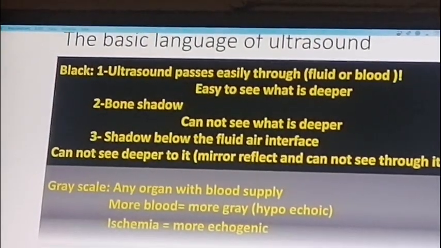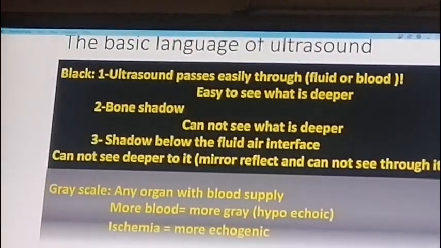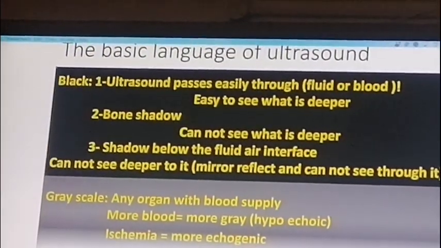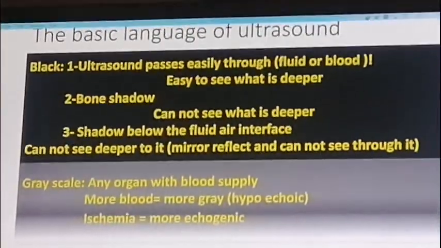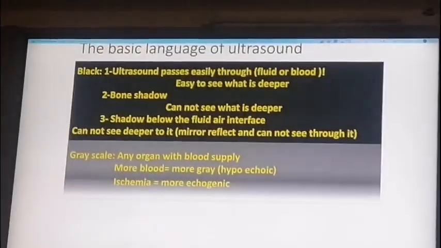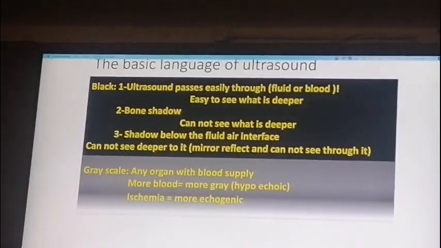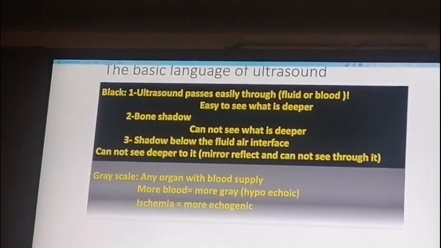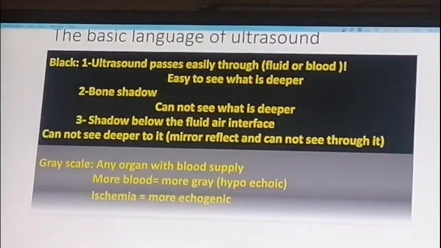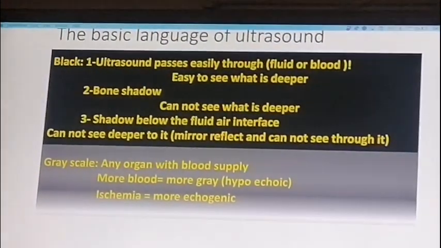For the intestine external wall, you can see layers. You can see 5 layers of the intestine according to the blood. You can see the serosa is more echogenic, muscularis and mucosa are more hypoechoic because they are receiving more blood, and submucosa is more echogenic. That's why you can see the layers of the intestine, and it is a sign that the intestine is healthy. When you see that everything is echogenic, it means that there is no blood supply to the muscularis.